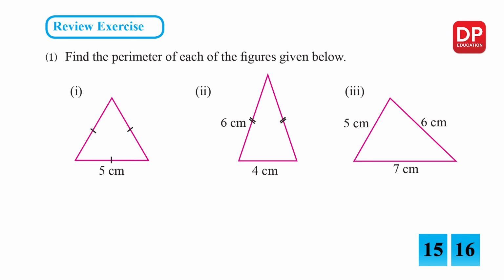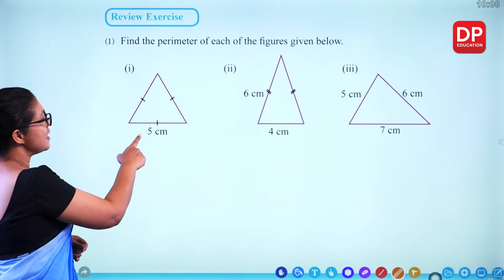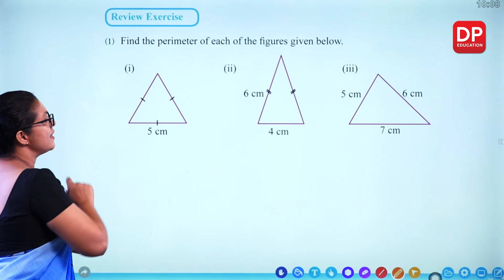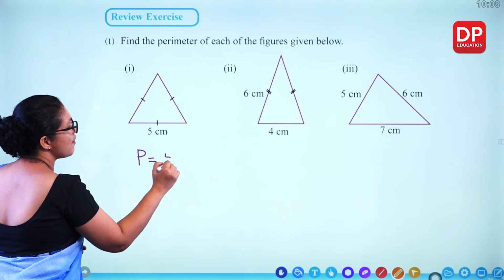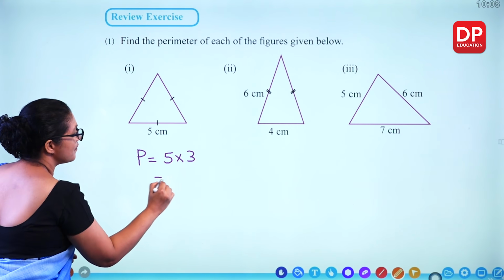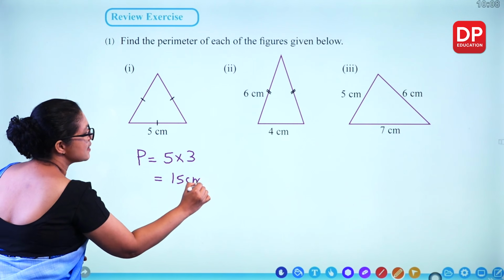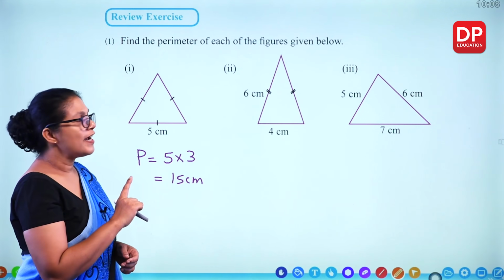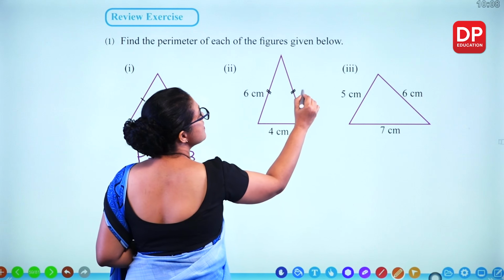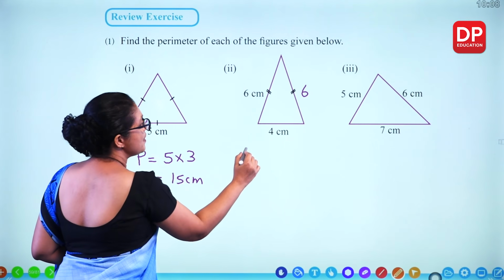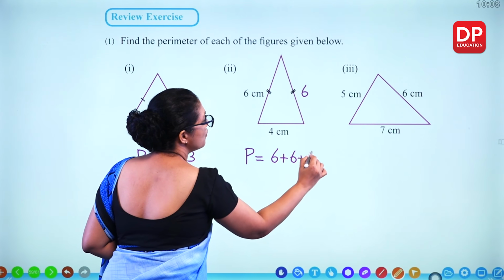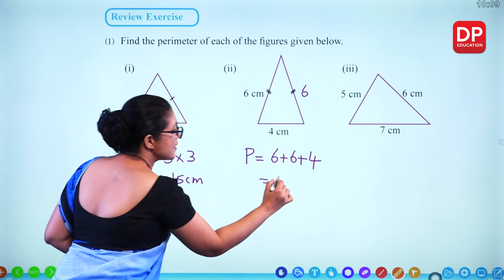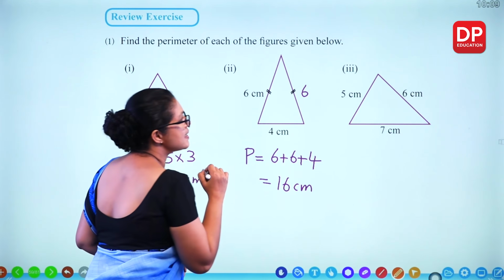Now we'll look at the review exercise. Find the perimeter of each of the figures given below. This is an equilateral triangle. One length is 5 centimeters. So what's the perimeter? Perimeter is 5 times 3. That's 15 centimeters. This is an isosceles triangle. This is 6 and this is 6 as well. So what's the perimeter here? 6 plus 6 plus 4. 10 plus 6, 16 centimeters.